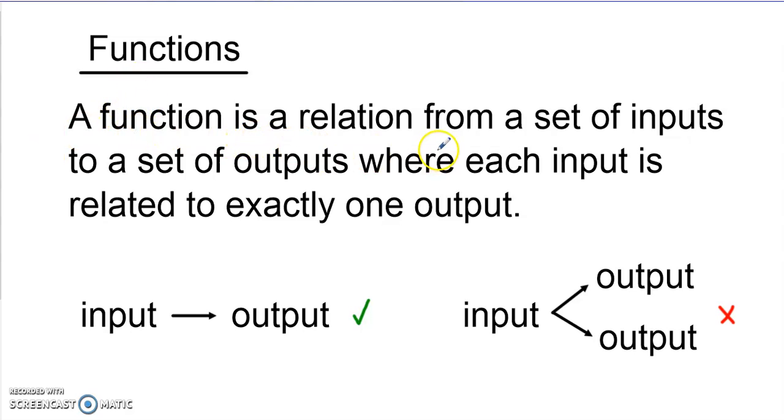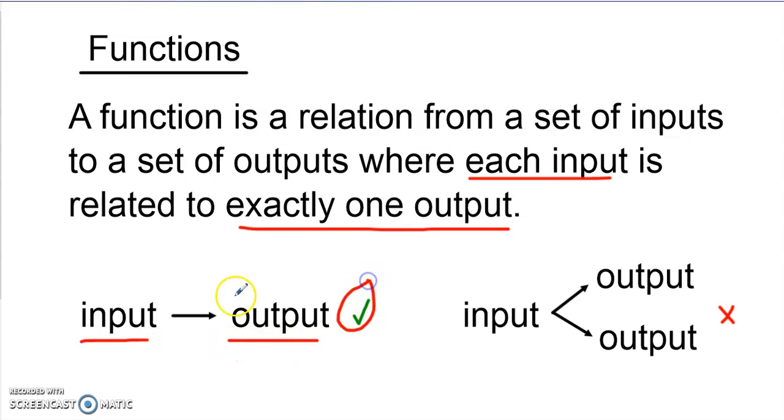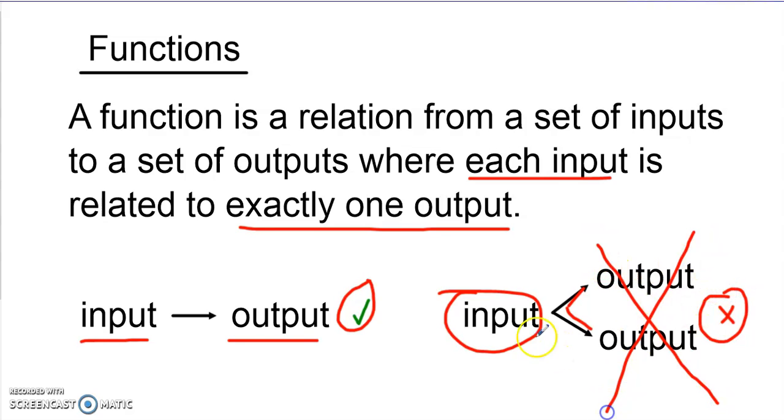A function is a relation from a set of inputs to a set of outputs where each input is related to exactly one output. So basically, each input needs to have exactly one output. Right here we can see we've got our input, it's going to our output, check. That's good. That's a function. In this example right here, our input is going to two different outputs. So in this case, it is not a function. Our input can only have one output.